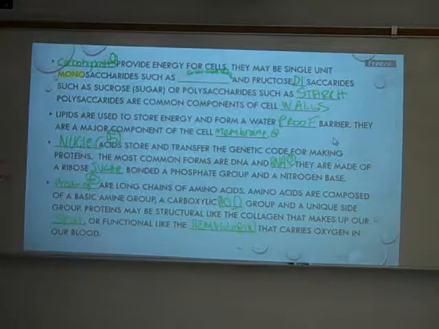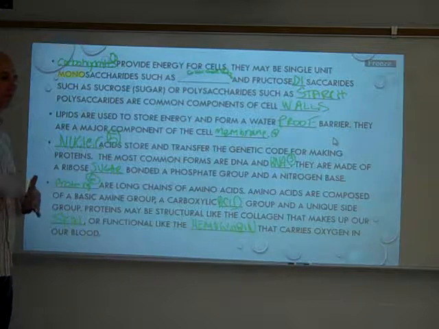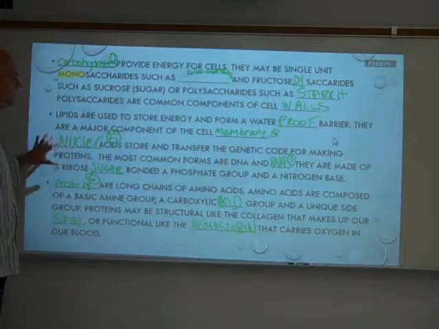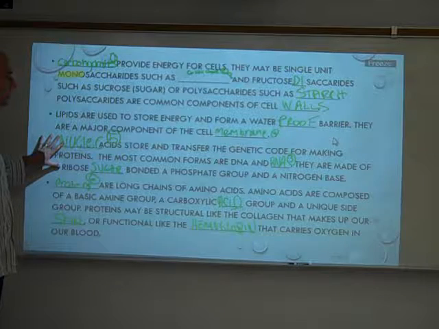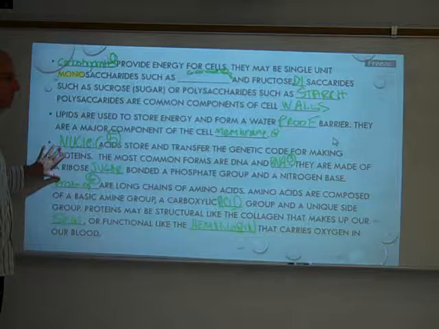So what makes you different than other people is what's in your DNA, which has made you have different proteins than somebody else, and that's what's in your genes or in your genetic code. Okay. So DNA and RNA, most common type.